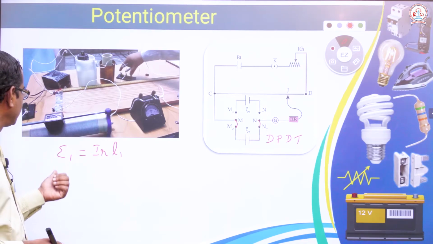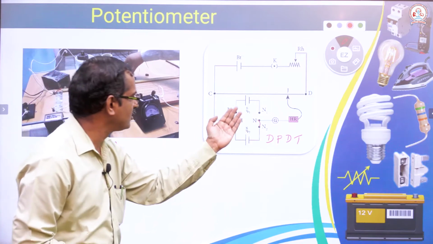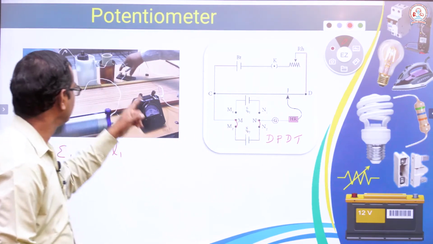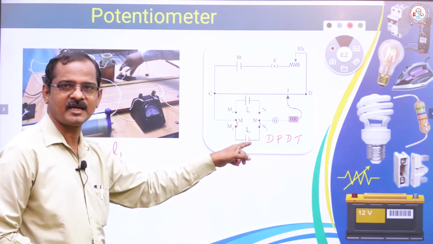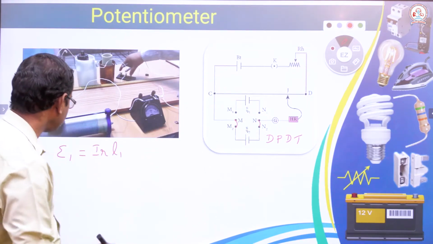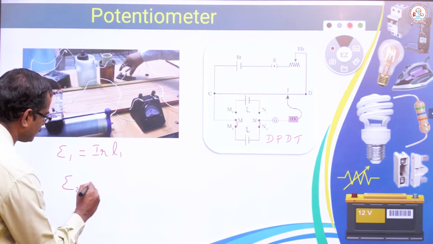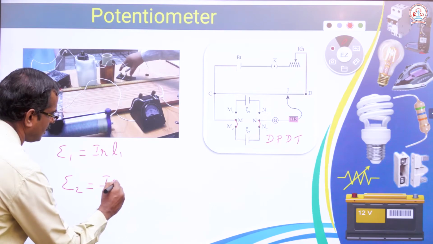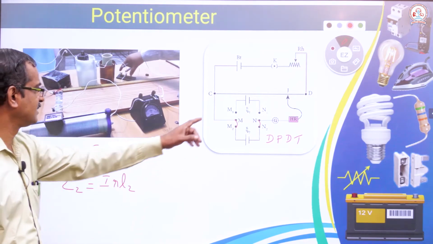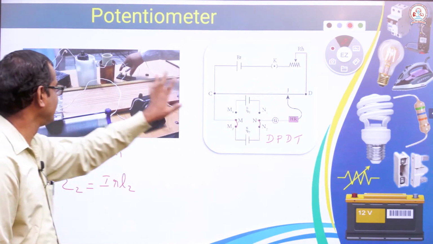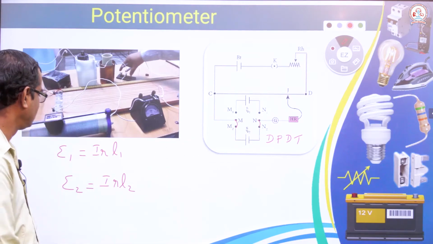Then epsilon 1 is equal to I into r into L1. Similarly, using the DP-DT switch, we change the connection. Now current will flow from the second battery to the circuit. At that time, we find the balancing length, and epsilon 2 is equal to I into r into L2. Now the balancing length is L2. It will differ because the current changes, isn't it? And if the amount of current changes, then obviously this will also change.